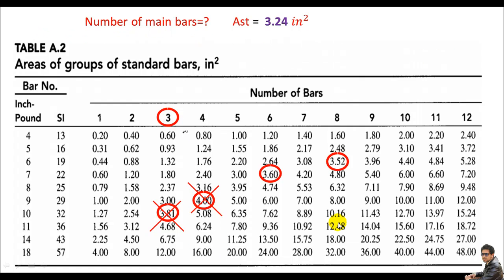I don't want to use this 4 one. These are 4 and number 9, so I also ignore this one. What about this one? This is good, I think. 3.5.